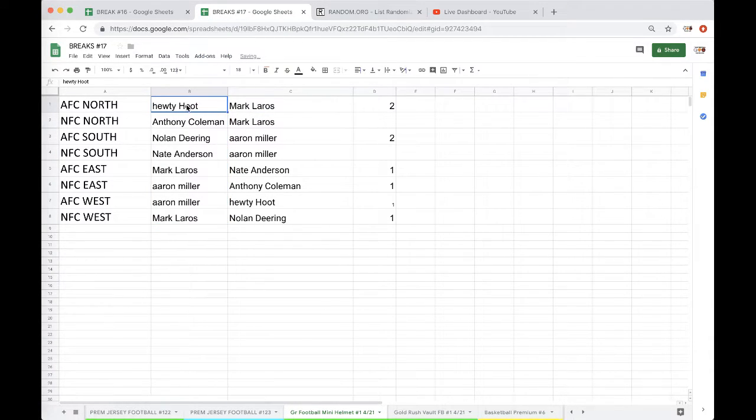Hootie, AFC North. Anthony, NFC North. Nolan, AFC South. Nate, NFC South. Mark, AFC East. Aaron, NFC East. AFC West, Mark Laris, NFC West. Hootie, Anthony, Nolan, Nate, Mark, Aaron, Mark.